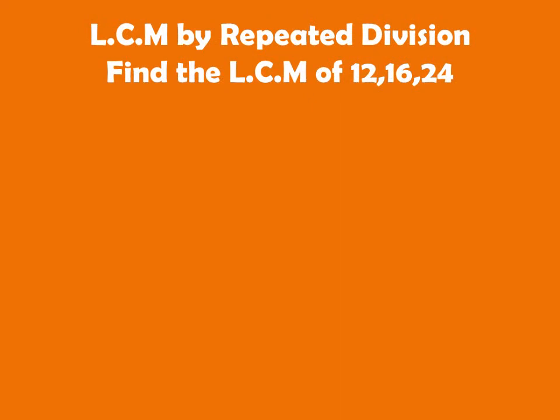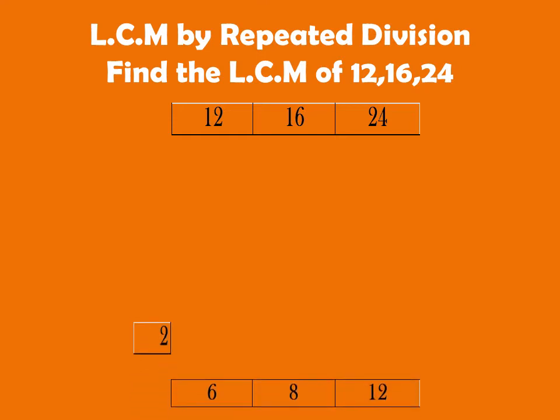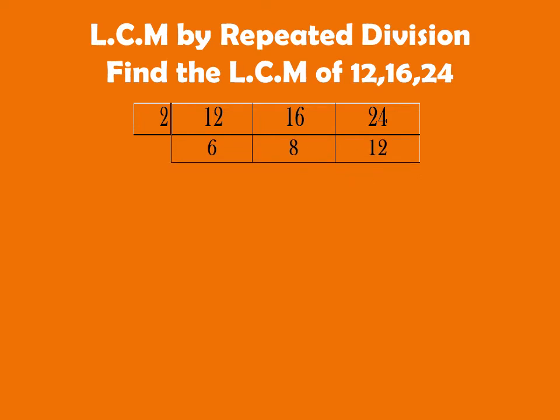LCM by repeated division method we are going to see, and let's find out the LCM of 12, 16 and 24. Since all these are even numbers, we always take the prime numbers as factors to divide them. And since all of them are even numbers, we take the first even prime number 2, and we continue dividing those numbers by 2 and we start getting remainders.